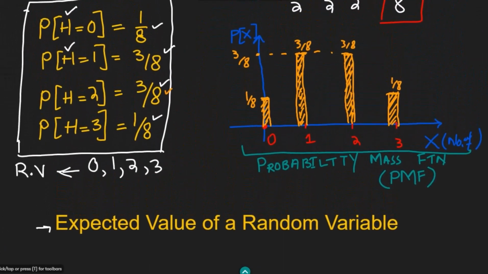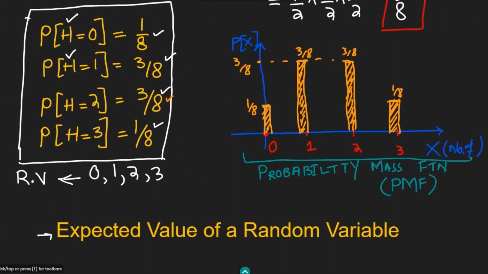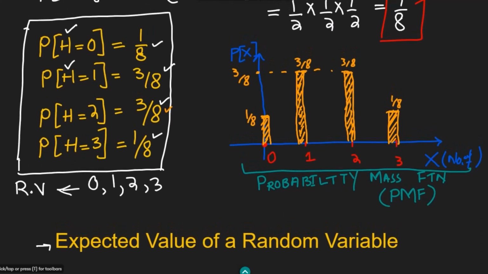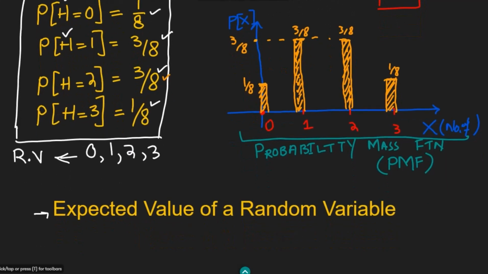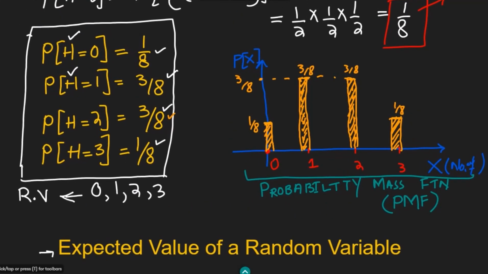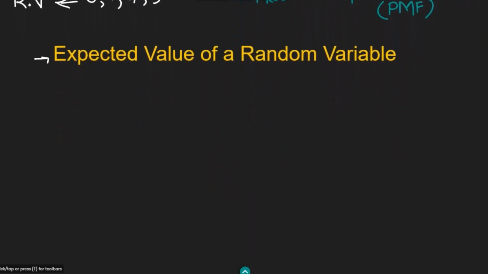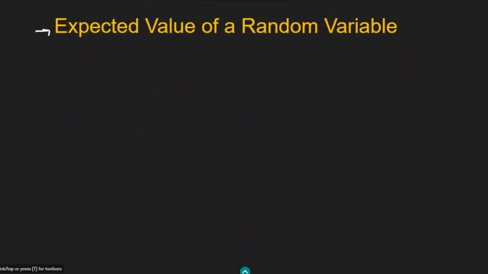So this was the PMF plot or probability mass function plot for our random variable, in which the random variable is the number of heads in the 3 sequential coin tosses. For the same problem, we have to find out the expected value, which is one of the very important measures of the characteristic of a random variable or probability mass function in statistics or probability. So let us find it out.